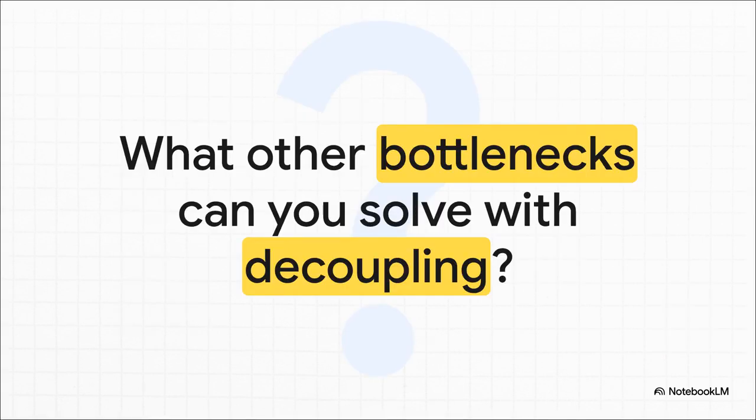So, this powerful technique of decoupling systems is an amazing fix for the ETL performance headache, but it leaves us with one final and I think really important question to chew on. Now that you have this tool in your toolbox, what other parts of your architecture are crying out for this same kind of smart, strategic separation?